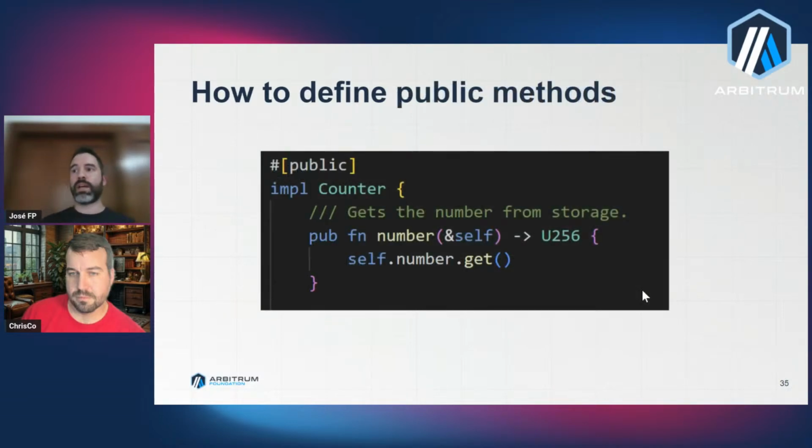We can see here an example. This will be a different contract than the one we saw before. This is a contract called counter. There will be a struct counter above this part of the code, right? So then we add an impl block for that counter, and then we add, in this case, one public function, which is number, and which probably just returns the state variable of the contract.